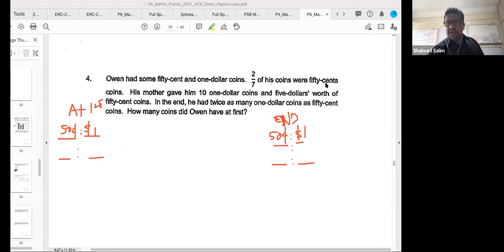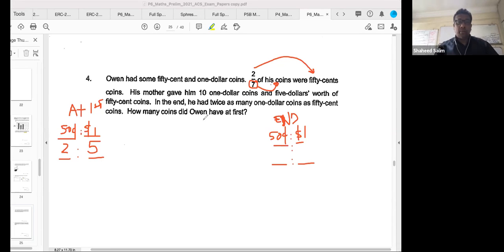7 of his coins were 50-cent coins. So do you agree 2 is for 50 cent? Agree? Can I write 7 here? Cannot, because total is 7. All his coins is 7. So if 2 are 50-cent coins, 5 must be $1 coins. Do you get it?